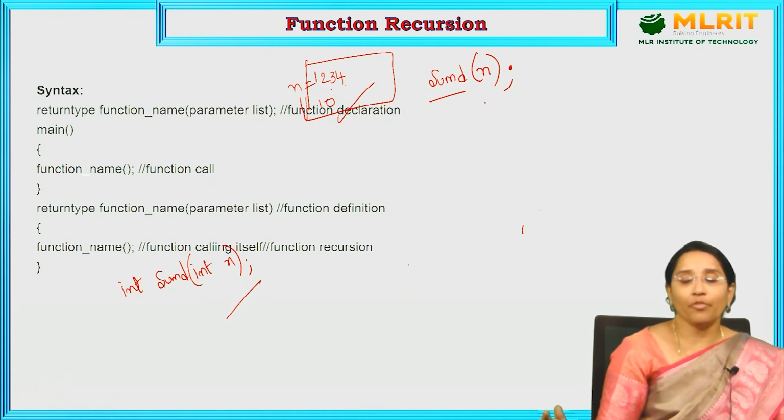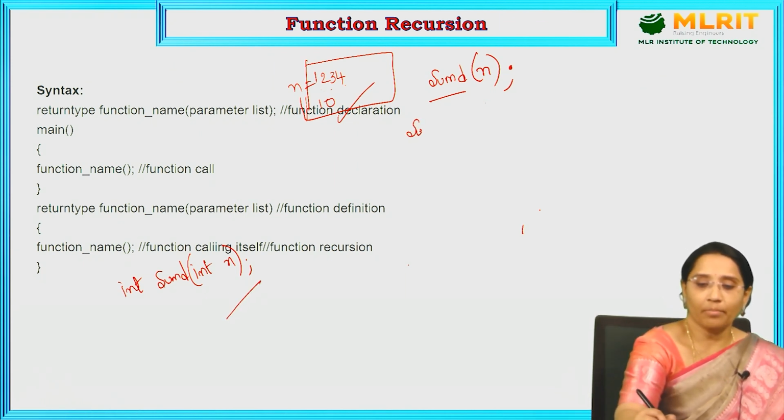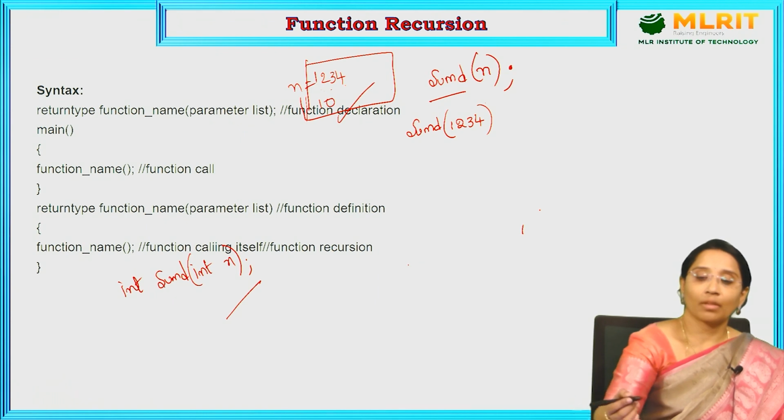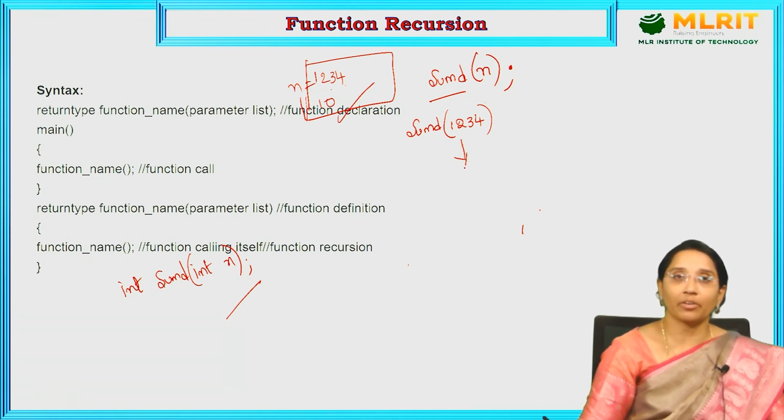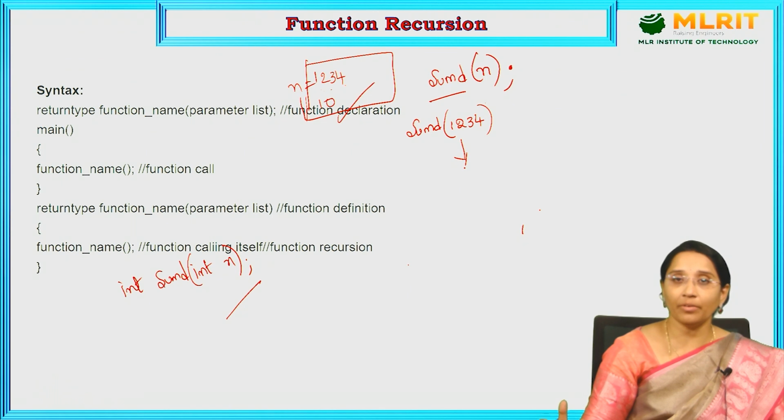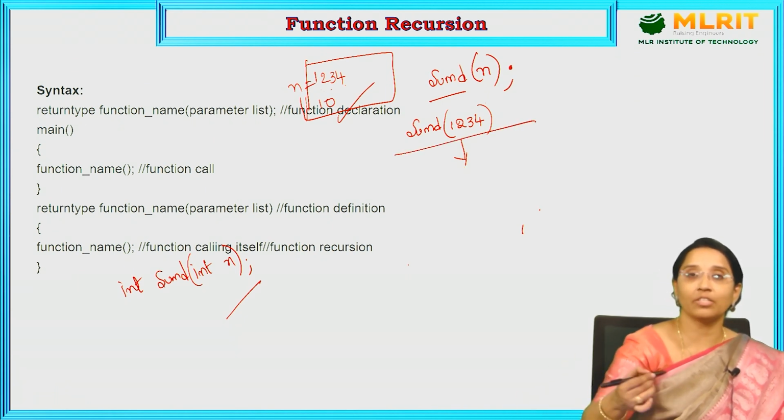So now, how will you split it? Suppose sumd is a function call and the n value is 1, 2, 3, 4. So in the previous case, what did we do in the factorial? If you want to calculate 2 factorial, it is 2 into 1, and you can substitute 2 into fact of 1. So it means n into fact of n minus 1. We have split that complex problem, that n input, into smaller sub-problems. So here we have this problem.